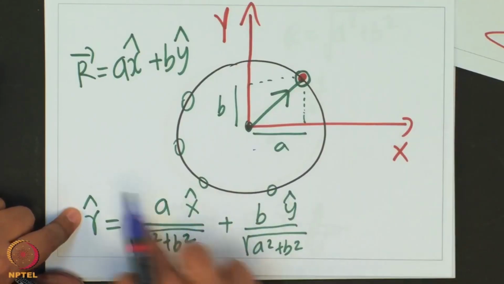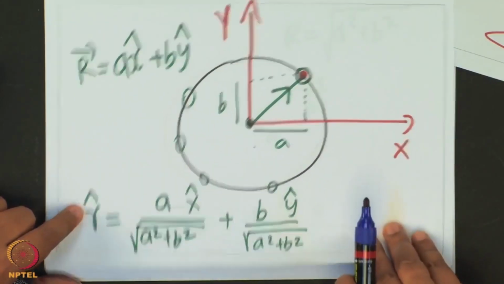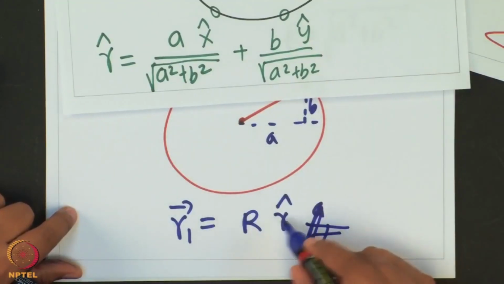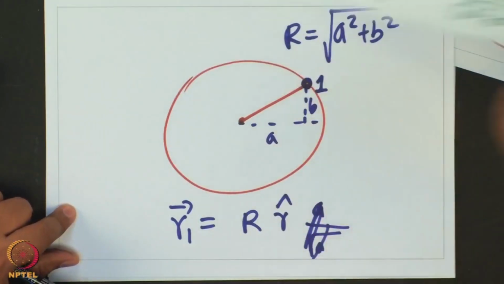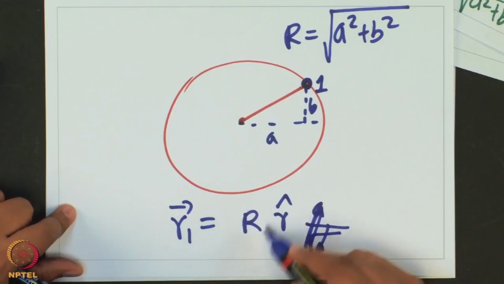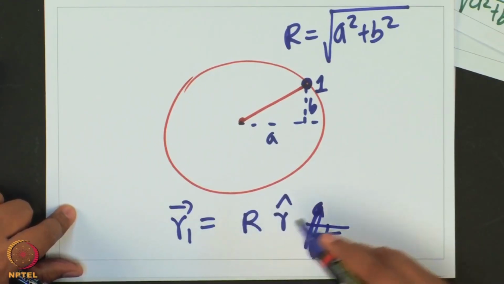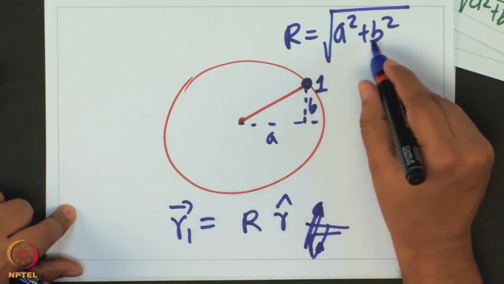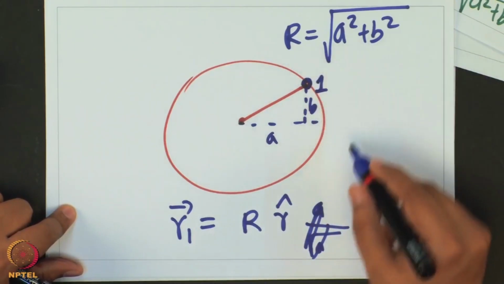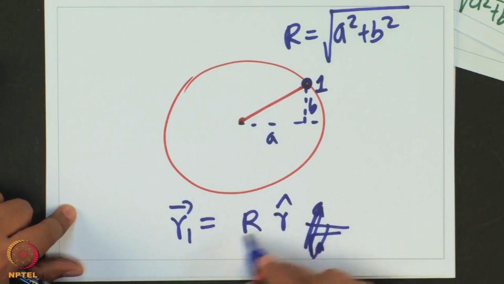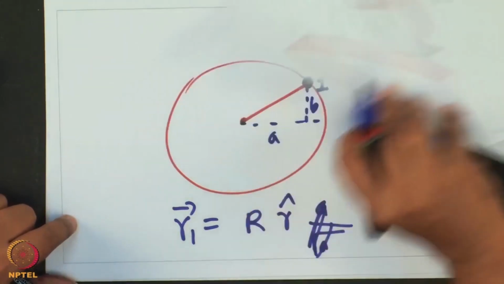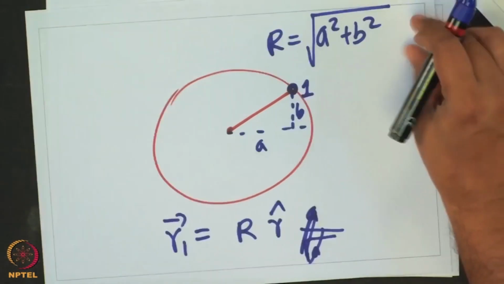So if I have this r cap, I could write r cap as this vector, and do this yourself. You will see that if I substitute r, which is the magnitude, r is root of a square plus b square, and if I substitute this, I would get essentially this vector. We can see that. Let us see this ourselves. So what are we saying?